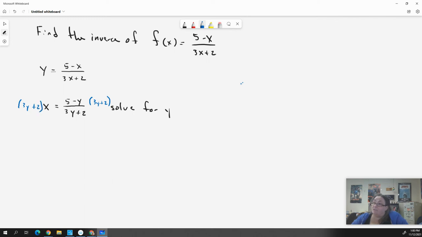Right? And if I distribute this, I wind up with 3xy plus 2x. Here, I am going to multiply 5. Oops, let's do this up here, so that I can save a little space. So here I've got 5 minus y times 3y plus 2. Well, that's just going to be 5 minus y, right? These cancel out. That's why we do it.